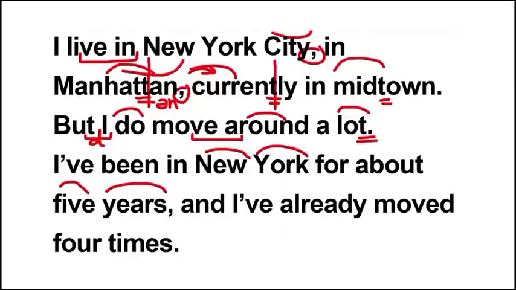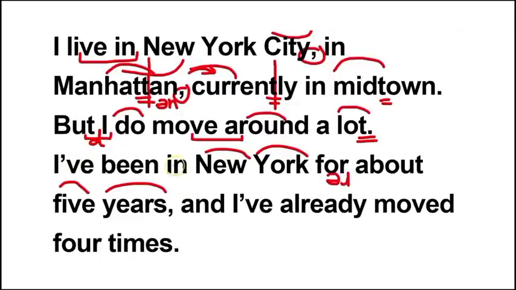So how are the unstressed words pronounced? The contraction I've, the word been, and in. They're all quite quick and linked together. I've been in New York. And the words for and about, for about 5 years. I notice I'm reducing this to the schwa, for about 5 years. I've been in New York for about 5 years.